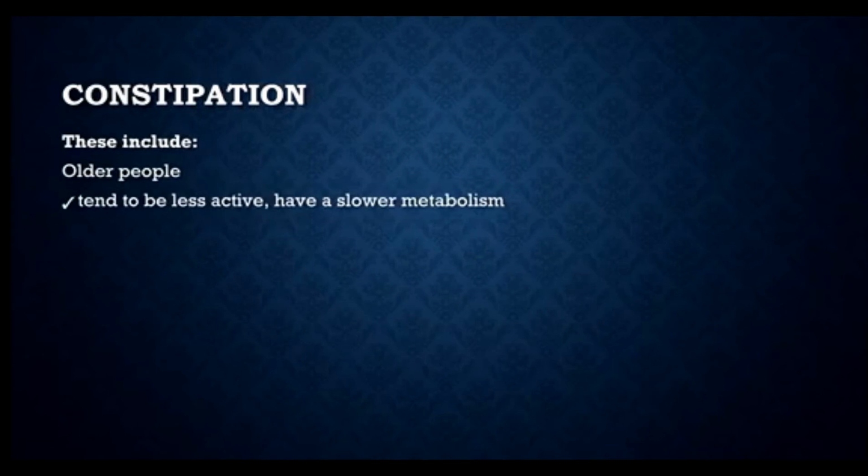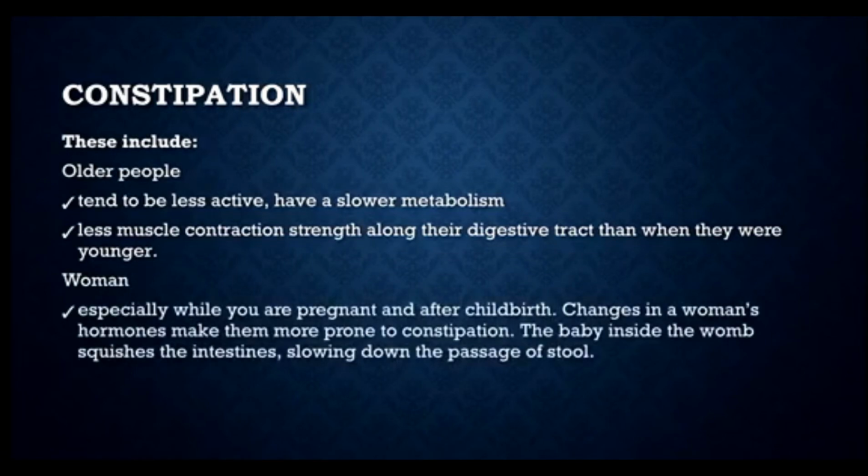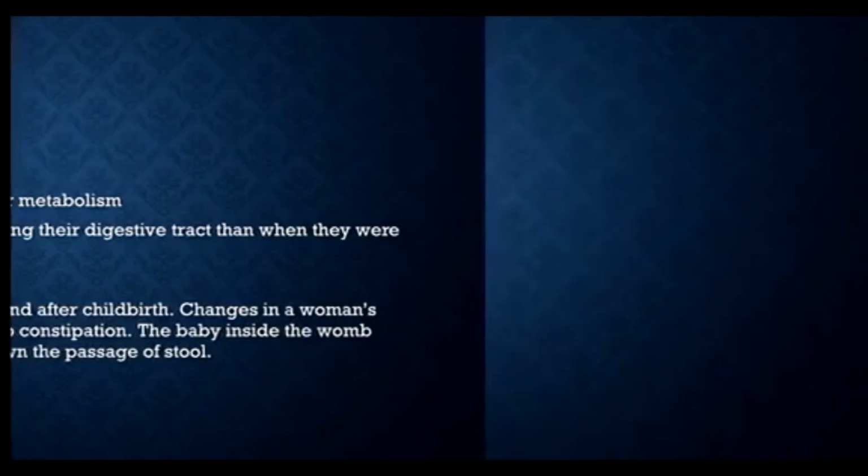Older people tend to be less active and have a slower metabolism and less muscle contraction strength along their digestive tract than when they were younger. And for women, especially when pregnant or after childbirth, changes in women's hormones make them more prone to constipation. The baby inside the womb squishes the intestine, slowing down the passage of stool. And the most common cause is not eating enough high fiber foods. It can also be caused by taking certain medication.